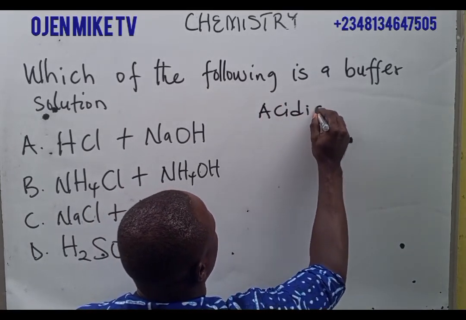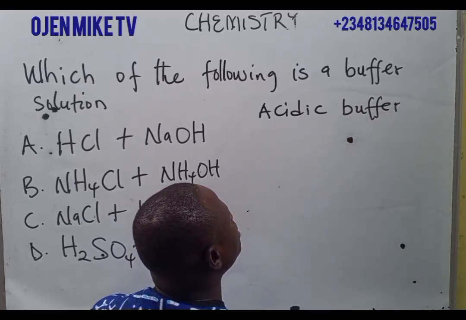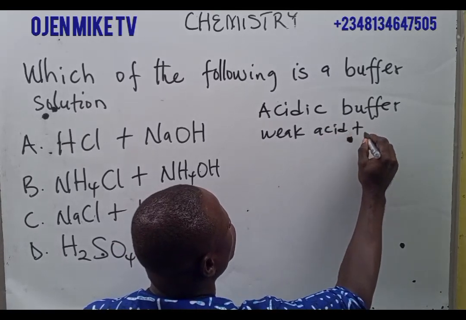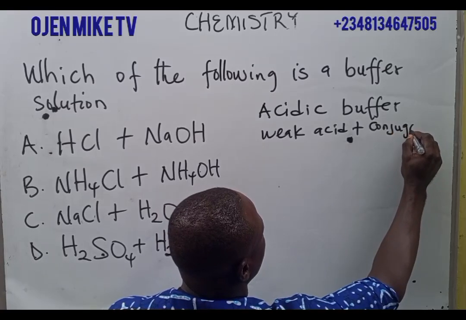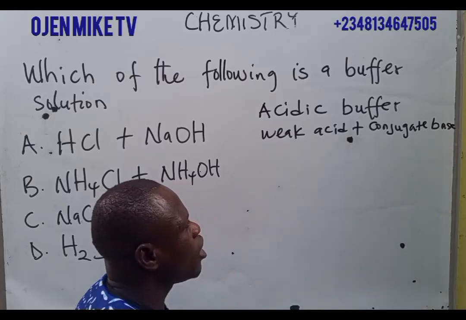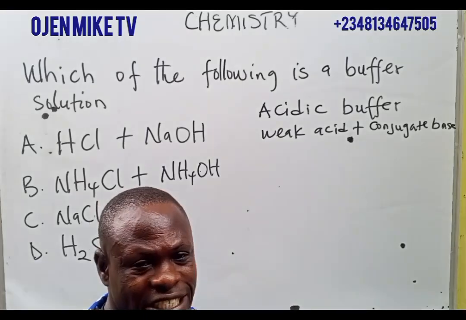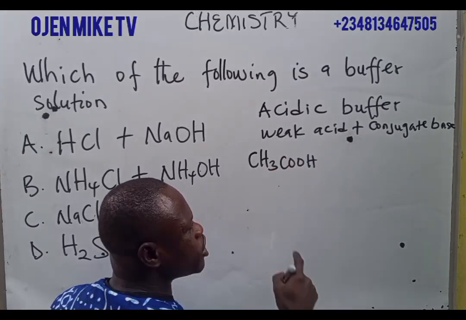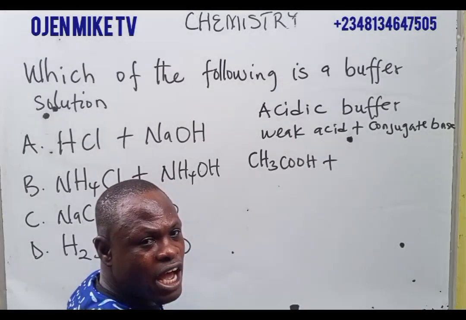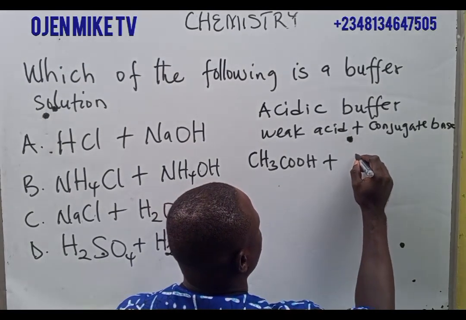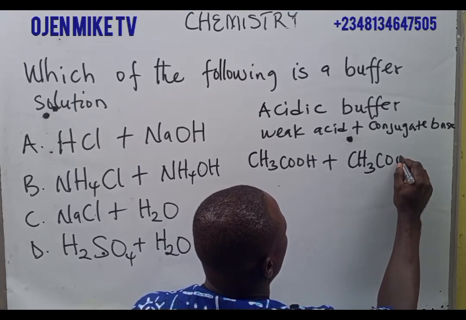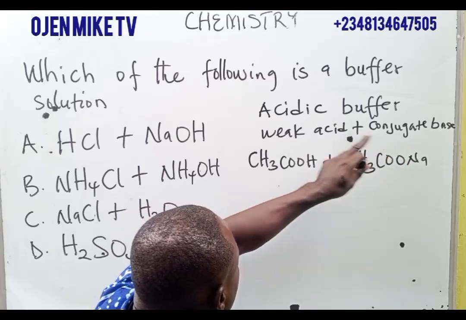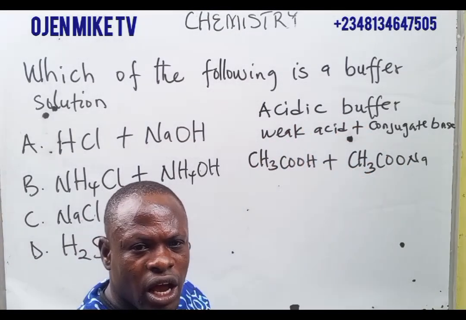So we have something like this. Acidic buffer is formed from what? Weak acid plus what? Conjugate base. A weak acid plus a conjugate base make what? Acidic buffer. Example, a weak acid is ethanoic acid, CH3COOH. This is a weak acid plus what? What is the conjugate base of this ethanoic acid? We have CH3COONa. This is a conjugate base, while this is the weak acid. So this solution is called acidic buffer.